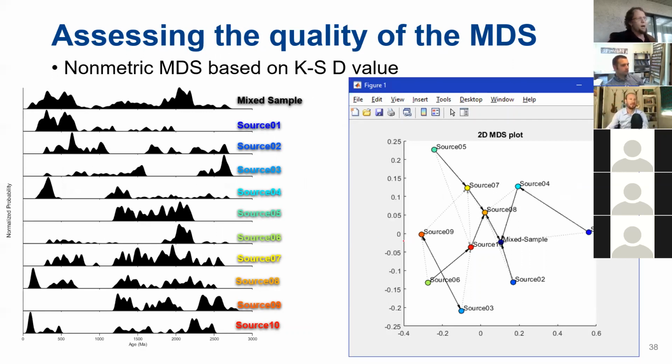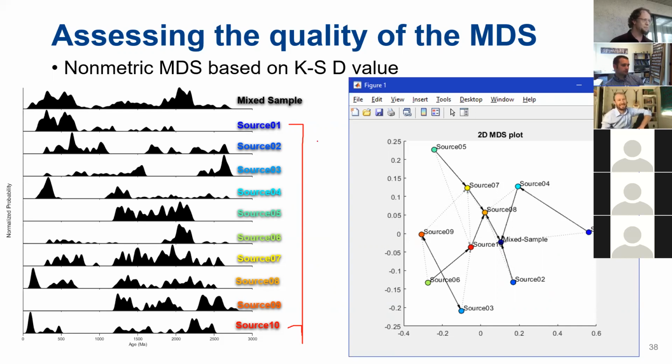All right, great. So I'm going to go through a couple of examples here to give you a sense of how we assess the quality of multidimensional scaling problems. I've taken a synthetic data set made up of 10 sources here. I think this comes from your paper, doesn't it, Kurt? The DZ mix paper? Yeah, it looks familiar.